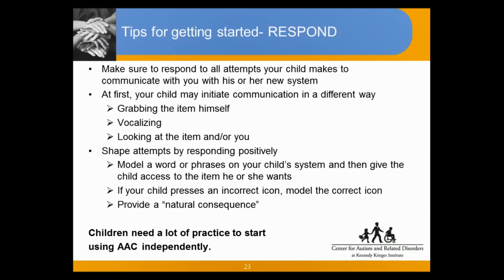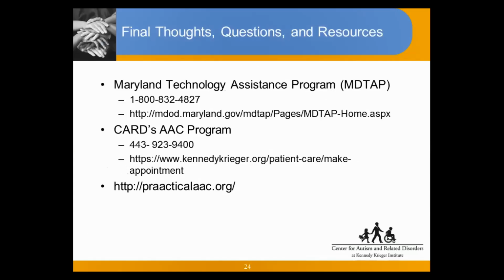Children need a ton of practice to start using AAC independently. If we think about verbal communication, children are often exposed to verbal communication for a full year before they ever start to say their first words. So with AAC, we can't expect that a child is going to get that system and know how to use it immediately. They're going to have to hear us, see that modeling, and learn just as we would with verbal communication. It's not something that will naturally happen independently right away. So they do need a lot of practice before they start using it independently.